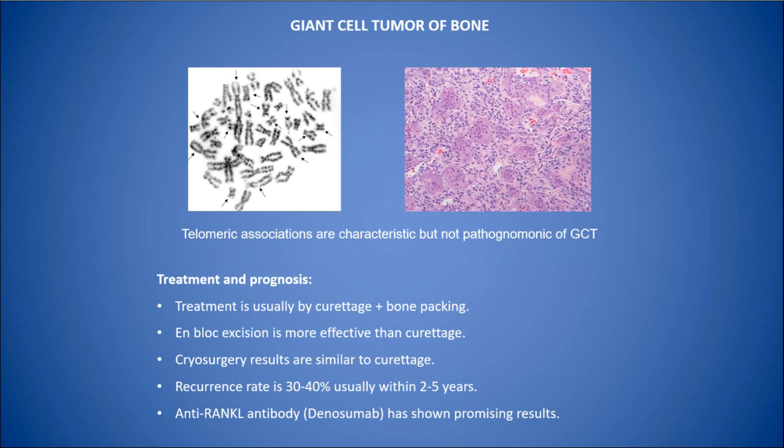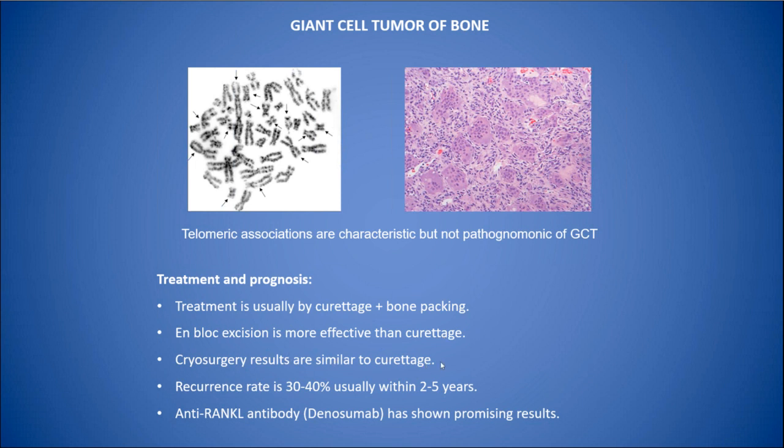The treatment and prognosis of giant cell tumor of bone is usually by curettage and bone packing, which is not really the optimal way of treating them, but this is the most popular one. Usually with or without adjuvant, most of the time liquid nitrogen is used as an adjuvant to the curettage to kill all the surviving tumor cells in the cavity. En bloc excision is a lot more effective.